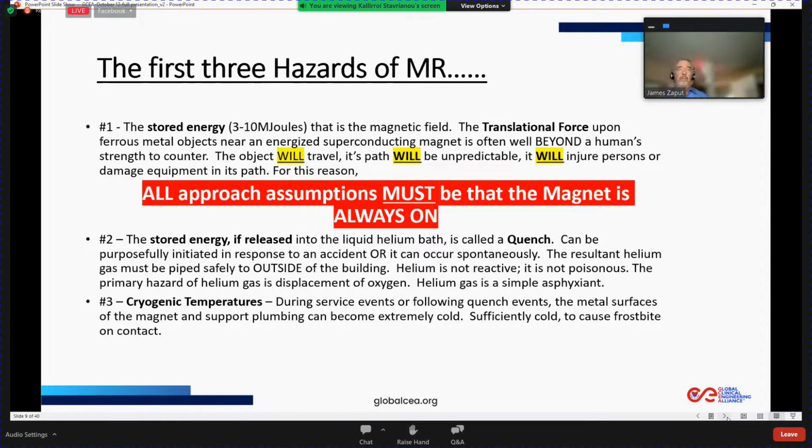And third, cryogenic temperatures. During service events or following quench events, metal surfaces on the magnet and support plumbing can become extremely cold, sufficiently cold to cause frostbite on contact. Next, please.